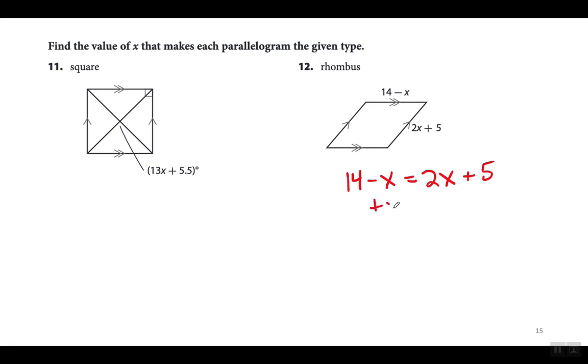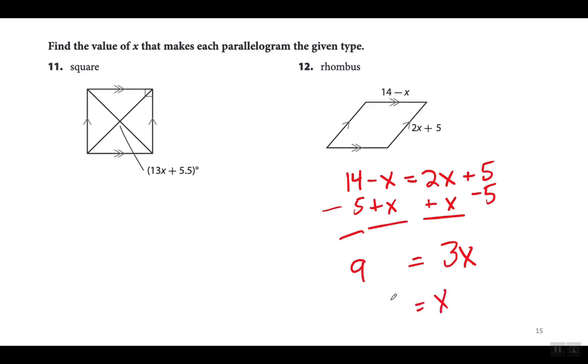All right, so if I move the minus x to the right by adding, I'll have 3x equals, and I'll move 5 to the left by subtracting. So 3x equals 9. So x equals 9 divided by 3. So that means that x equals 3.